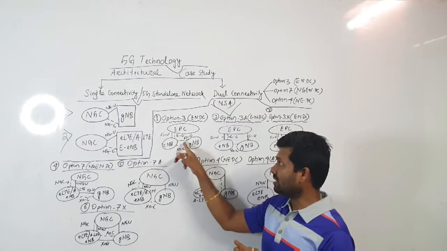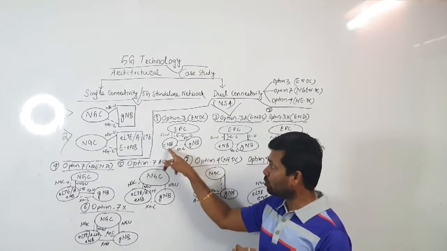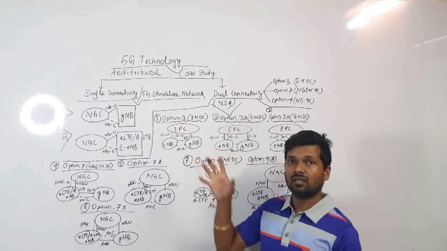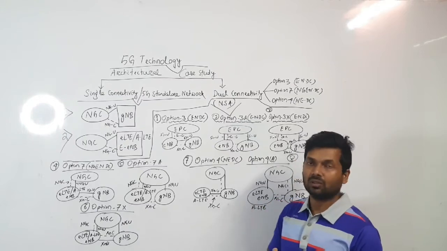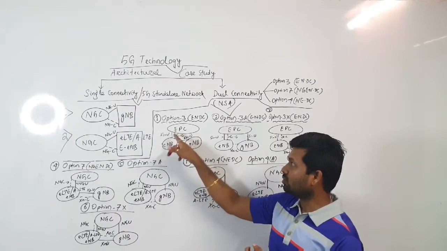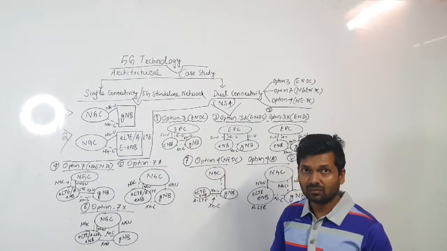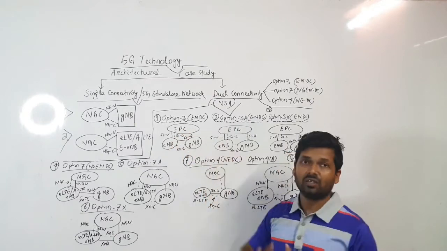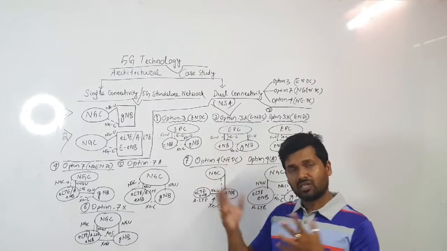So XnC and XnU are the interfaces between E node B and G node B, and E node B is the master node. It handles the entire control, signaling and the user traffic in the system here. E node B is connected to the EPC via S1U and S1C. S1 is the interface between E node B and EPC. Then in the EPC, we have different network entities.